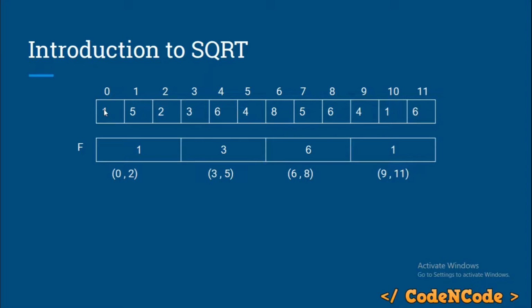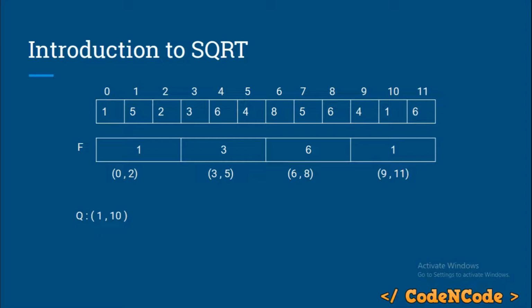You can take the input from 1-based indexing, but then you have to do a little extra calculation. So if the query comes, first of all, for L and R, you have to find out their blocks. So suppose there is a query of 1 to 10.